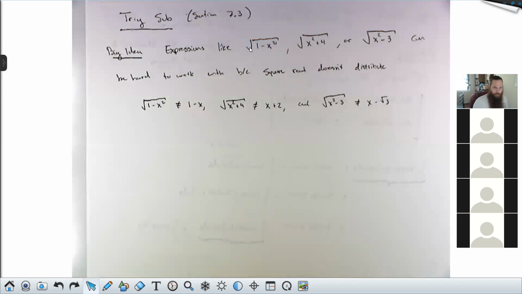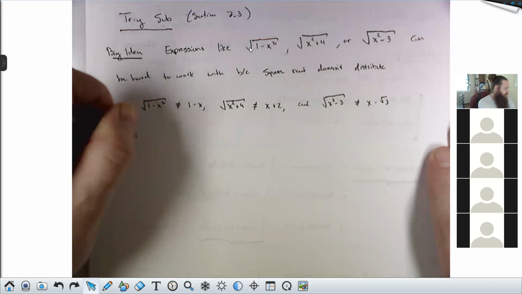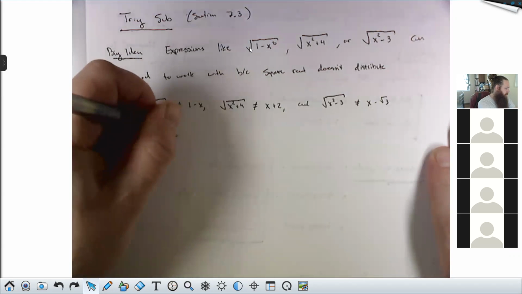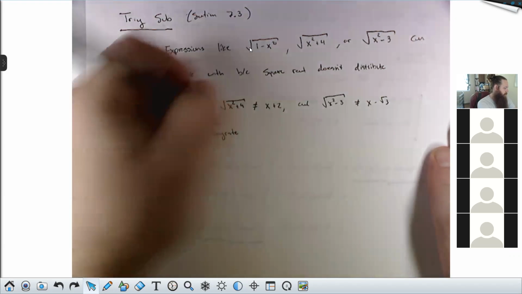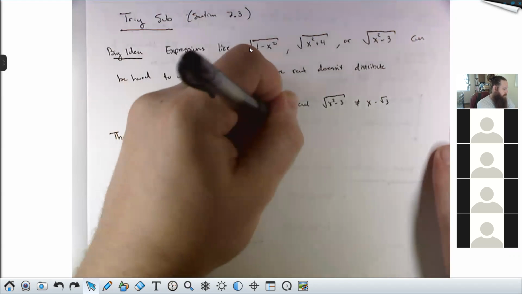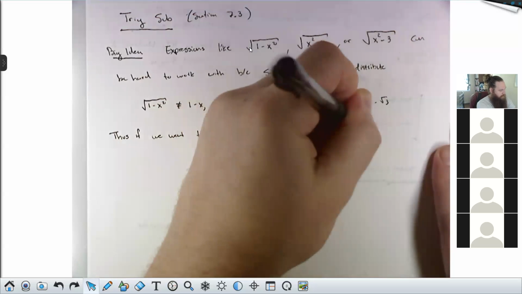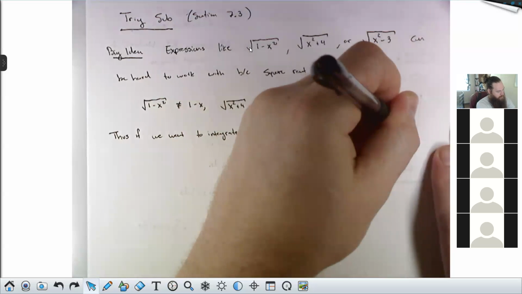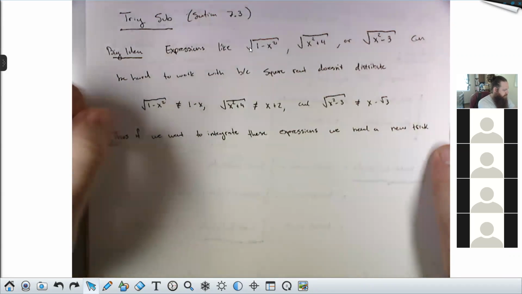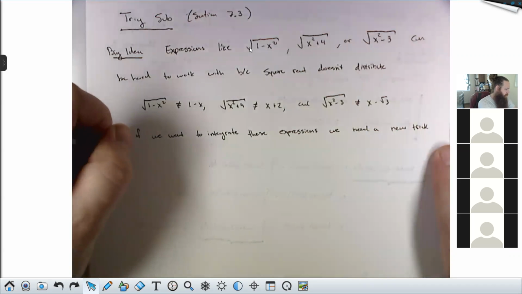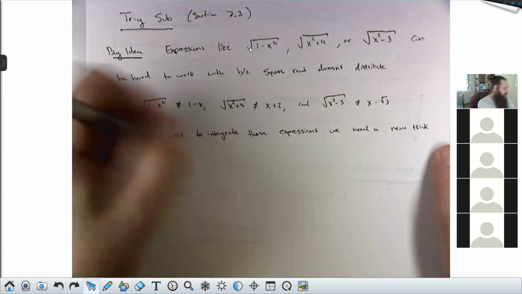So we need something new. Thus, if we want to integrate this stuff, we need a new idea. And it's trig to the rescue. Trig identities will save the day.